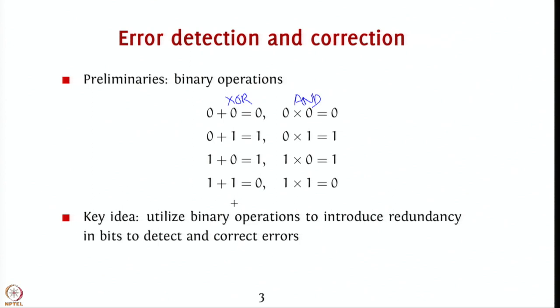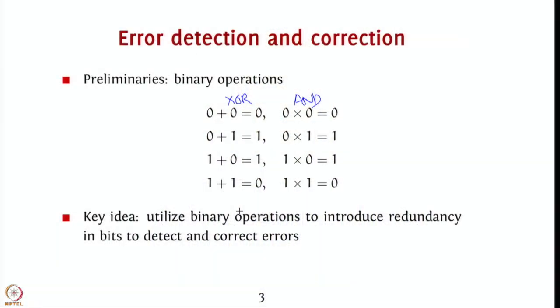Now, the key idea for us is to utilize these binary operations to introduce some redundancy in the bits that you generate. These can be used to detect and correct errors. In other words, let us say that you have a bit sequence which is potentially coming from speech or from an image or whatever it is. Before you convert them to symbols for transmission, we are going to add some redundancy. What does this redundancy mean? Let's say you have 5 bits. You are going to make them 7 bits, where these additional 2 bits are going to be used to detect or correct some errors in the first 5 bits, and so on.